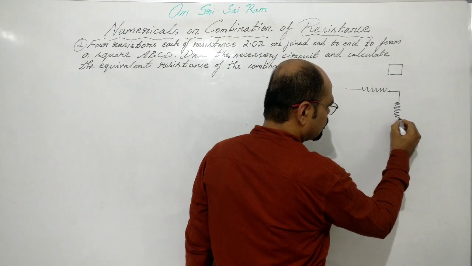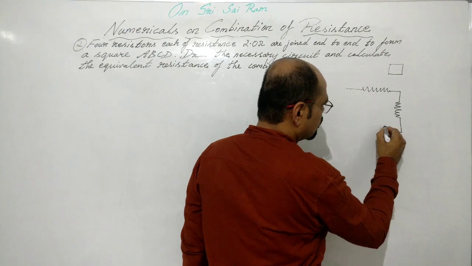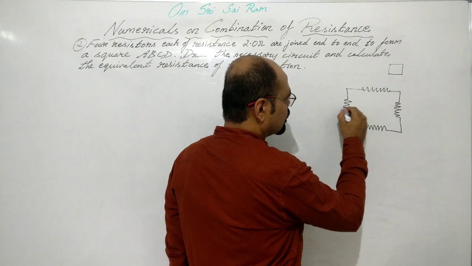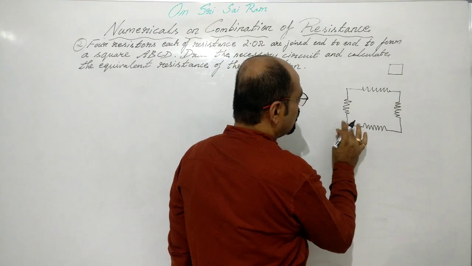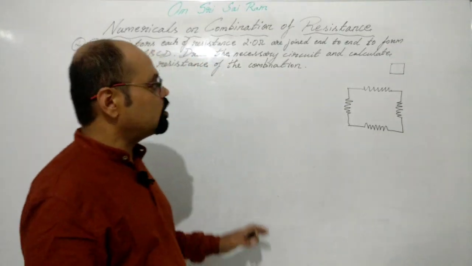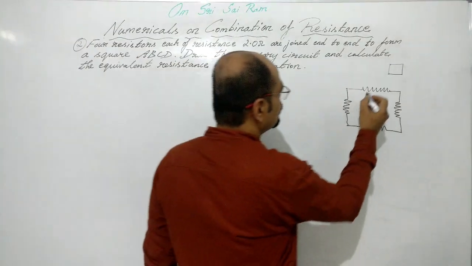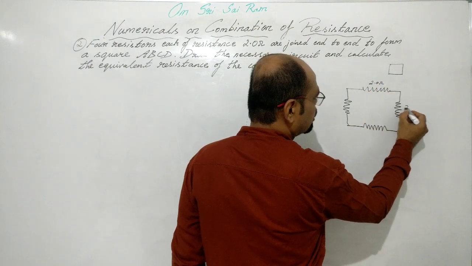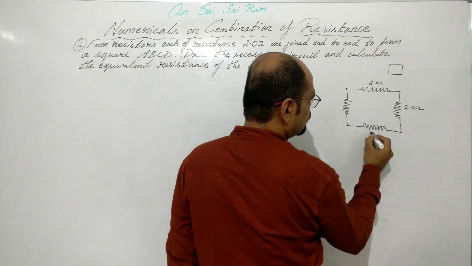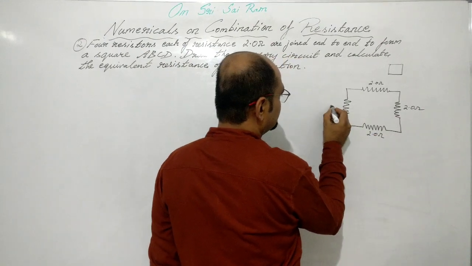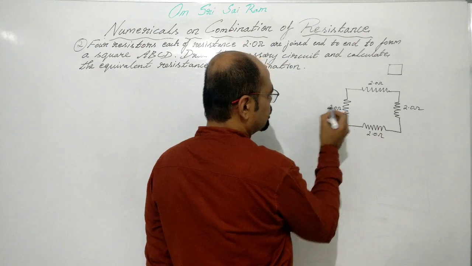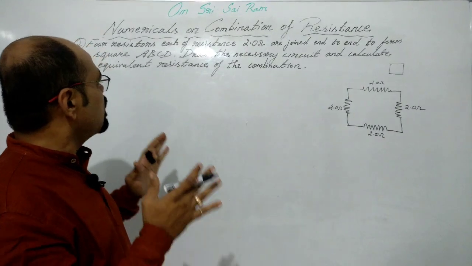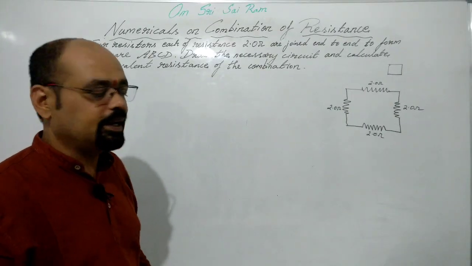another, this is another. So we have drawn 4 resistors, each of value they have given 2 ohms. So 2.0 ohms, this is 2.0 ohms, this is 2.0 ohms, and this is also 2.0 ohms. Now what we have to do is calculate the total or equivalent resistance of the given combination.